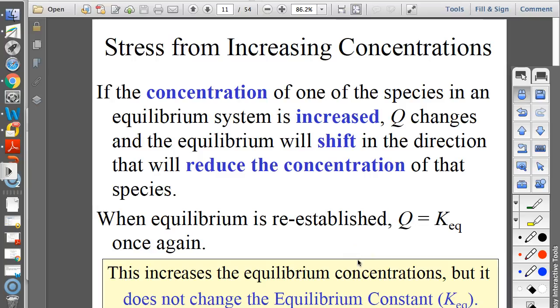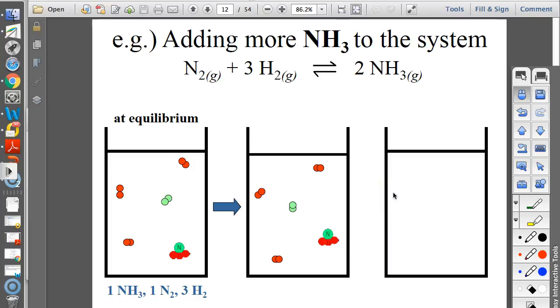All right, so this is probably the easiest one. If you increase the concentration of something, then it's going to shift away from it. And again, it's going to do that until Q equals K. So let's take a look at that.